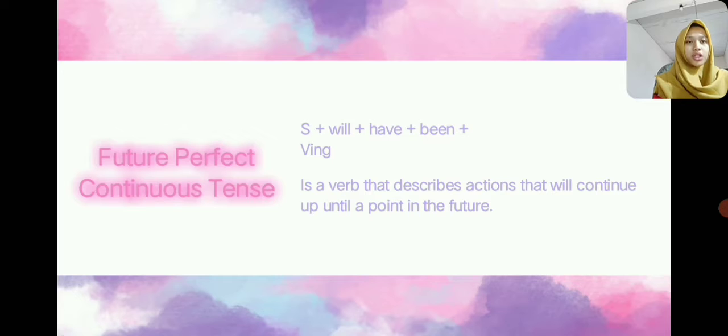Future perfect continuous tense has the formula: subject plus will plus have plus been plus verb-ing. Future perfect continuous tense is a verb form that describes an action that will continue up until a point in the future. But in these short stories, I could not find an example of future perfect continuous tense because there is no sentence which is suitable with the formula.